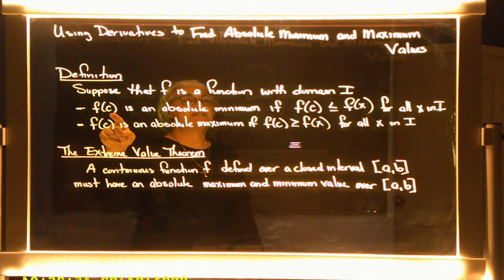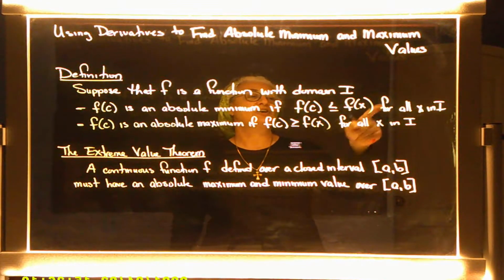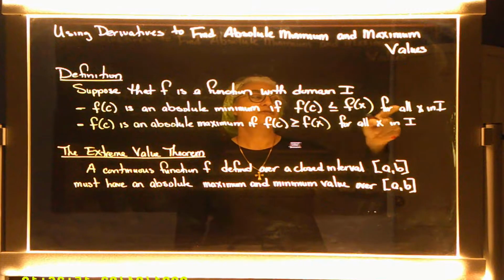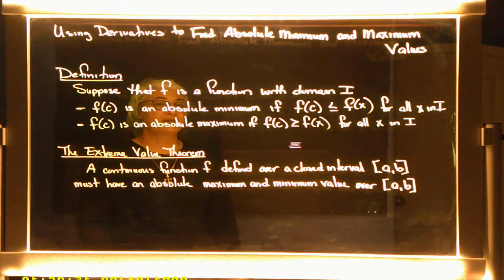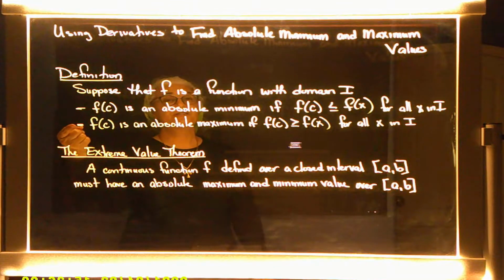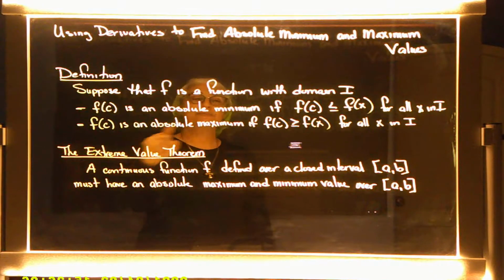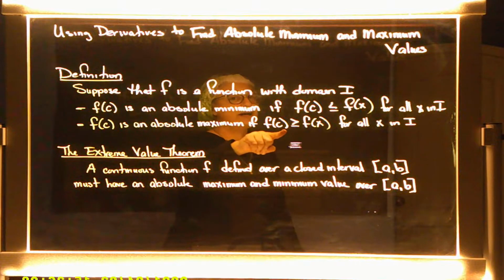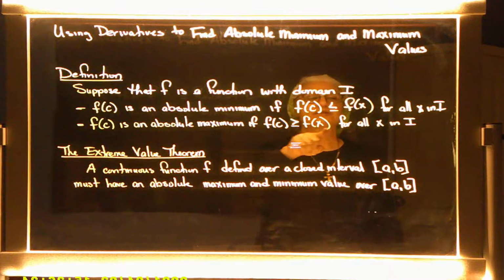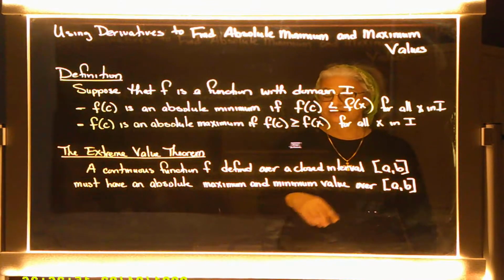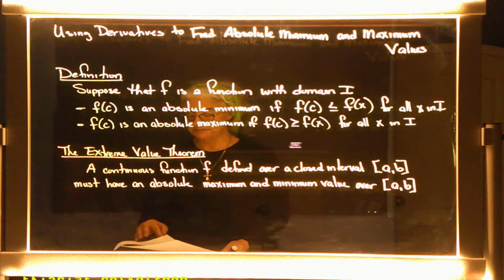So the y value at c is an absolute minimum if the y value at c is less than all the other y values for every x in I, I being that interval, that domain. The second part of this definition says f of c, which is the y value when you plug in c, is an absolute maximum if that y value at c is greater than or equal to all the other y values for all of those x's in I. Cool? Okay, awesome. We good so far?